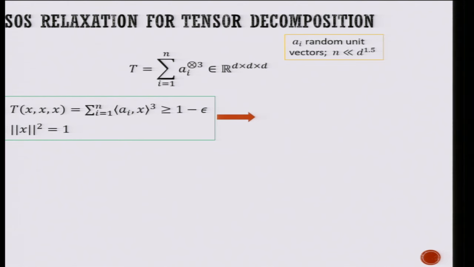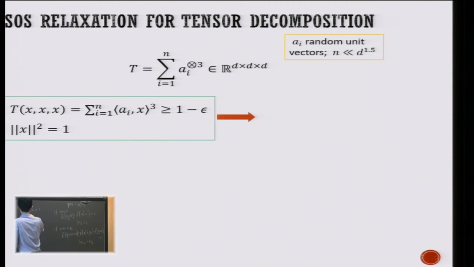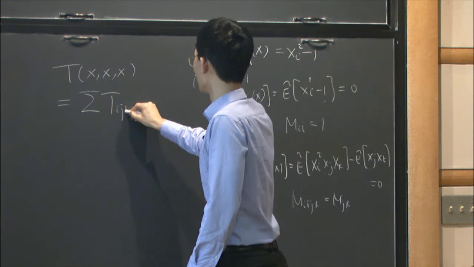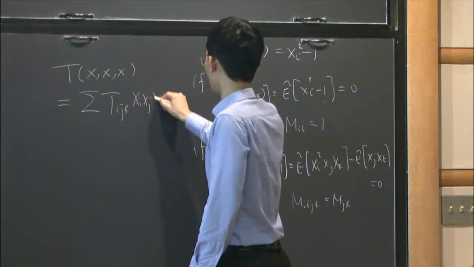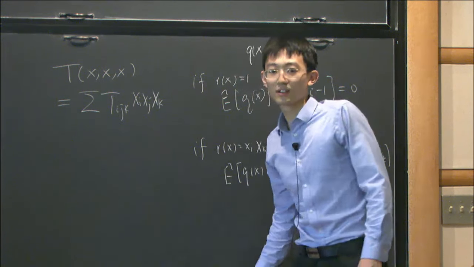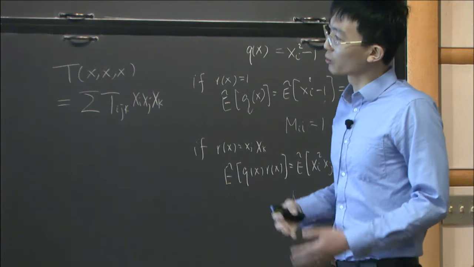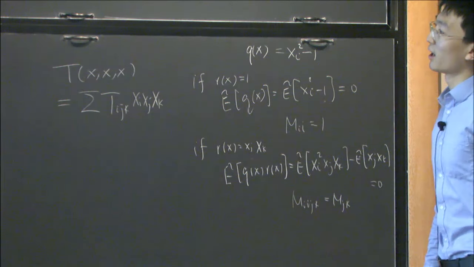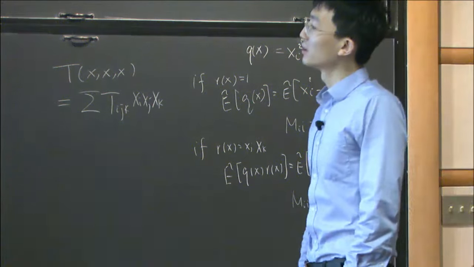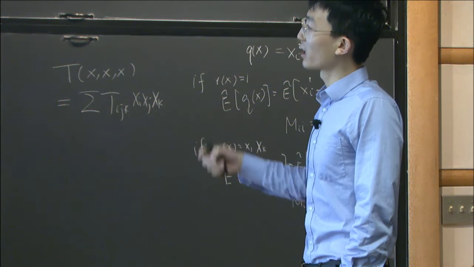So maybe it's good to write. T of x, x, x is just the sum of T_ijk x_i x_j x_k. Basically, that just corresponds to this degree 3 polynomial. And we write it to be larger than 1 minus epsilon. We enforce it to be larger than 1 minus epsilon.